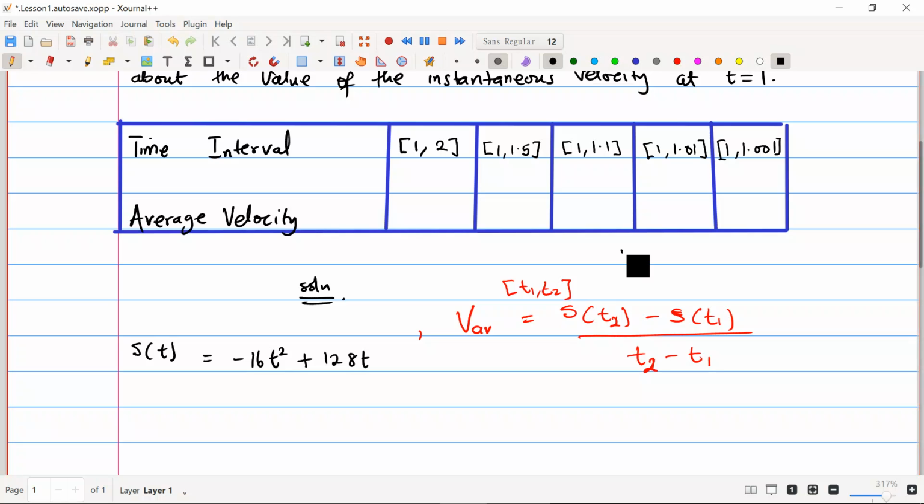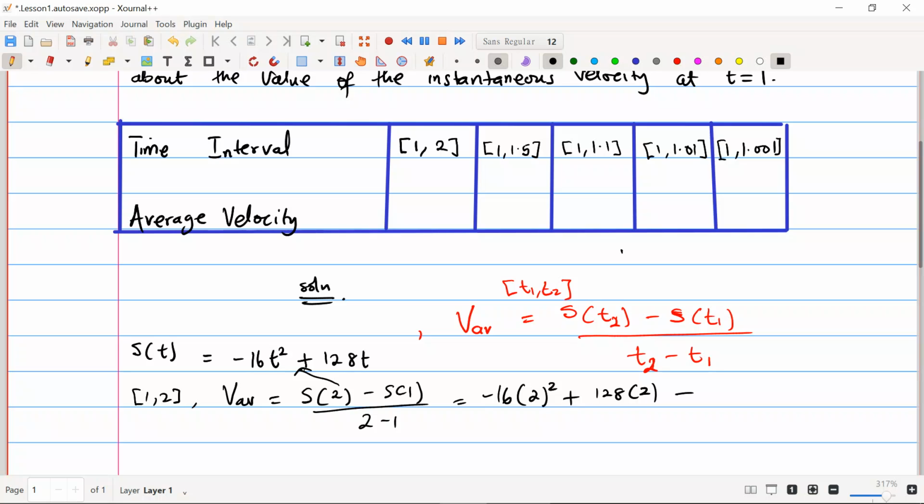First, on the interval 1 to 2, the average velocity is equal to s of 2 minus s of 1 over 2 minus 1. So what I'm going to do is plug in 2 in this function. Wherever you see t, you plug in 2: negative 16 times 2 squared plus 128 times 2.